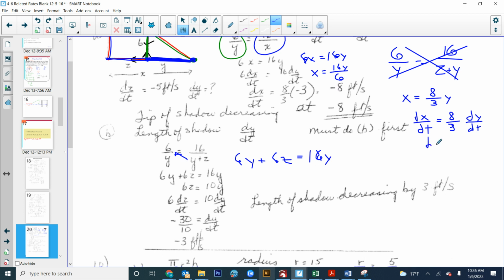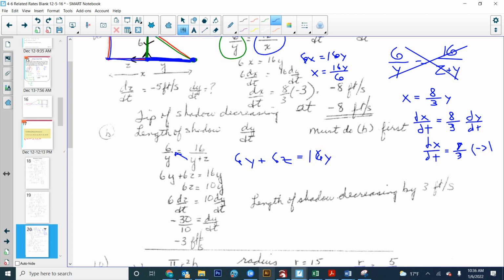So up here, a third times negative 3 is negative 8 feet per second. That's part A. Part B, the length of the shadow is decreasing by 3 feet per second.